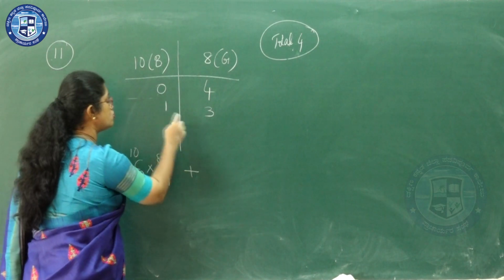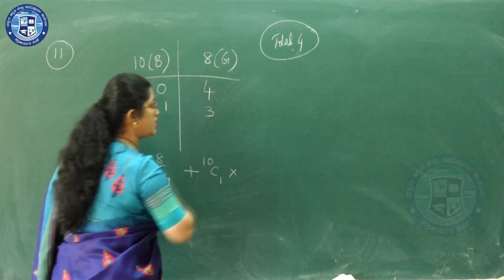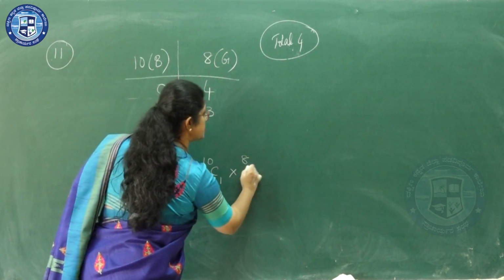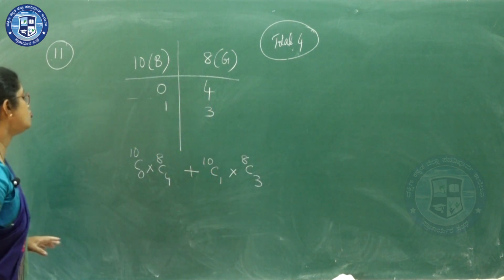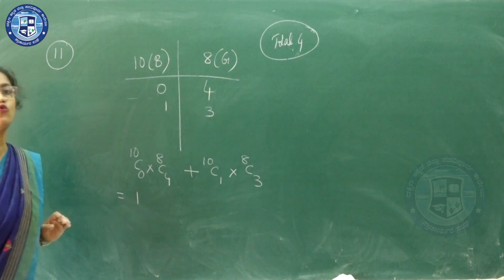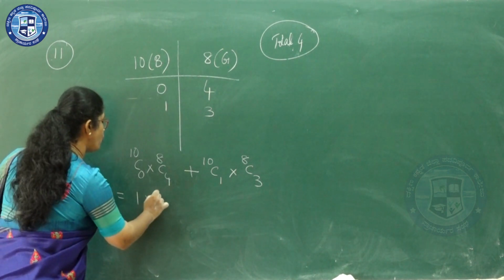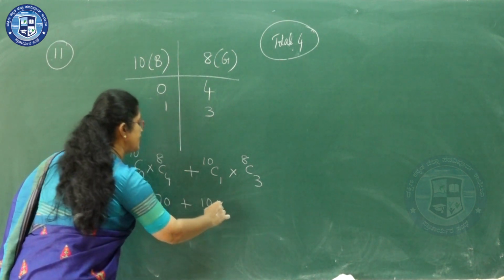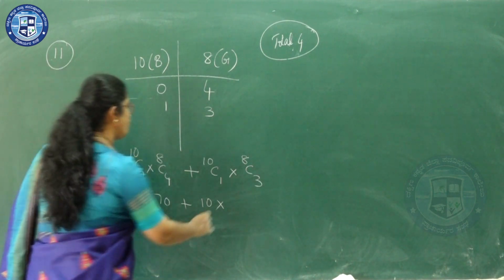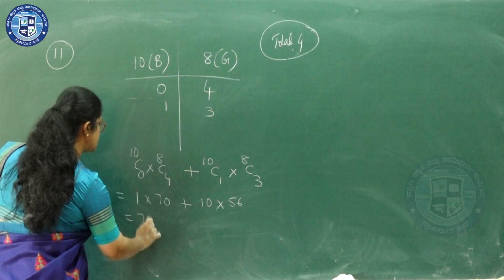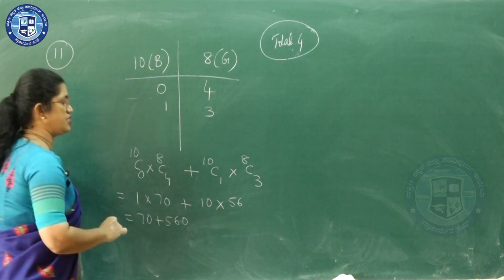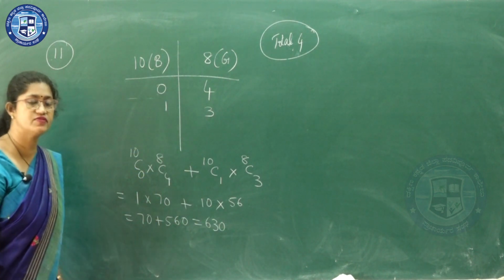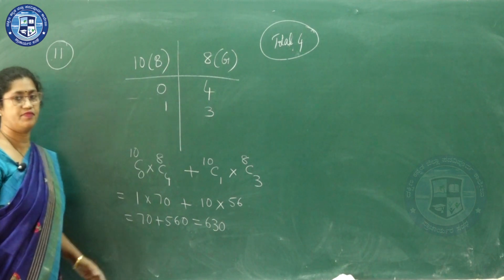From 10 I have to choose 1, 10C1, into, from 8 I have to choose 3. So it is 8C3. Do the calculations. 10C0 will give you 1. 8C4 will give you 70, plus 10C1 will give you 10 and 8C3 will give you 56. So this is 70 plus 560, which is equal to 630. Total number of selections is 630.